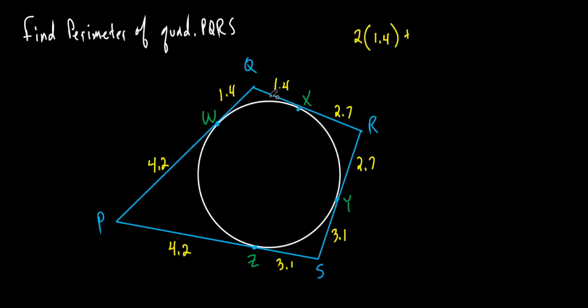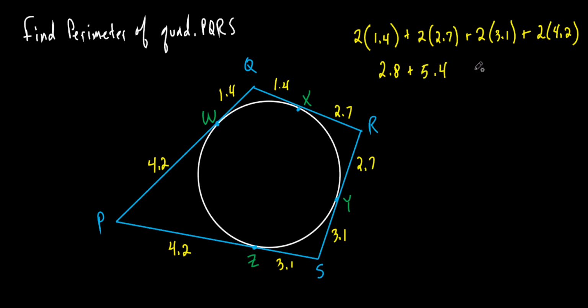And then you could, let's go around the circle this way. So 2.7, what do you do? 2 times 2.7 plus, what about this? 2 times 3.1 plus these two. 2 times 4.2. All right? So can you double those? What's that? 2.8 plus 5.4. Did I do the math right? Plus 6.2. Oops. 6.2 plus 8.4. Add them all up, and I believe you get 22.8.